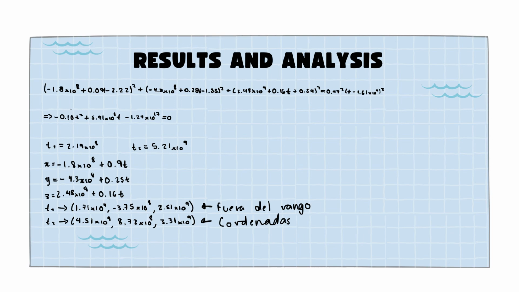Now, substituting our answers back into the formula, ct is equal to the square root of x minus x1 squared plus y minus y1 squared plus z minus z1 squared, we obtain values for t1 and t2, and x, y, and z in terms of t. Those, we put them together, and after analyzing the data, t1 ends up being out of range, while t2 is right in the range. So those are the coordinates that we were trying to calculate with the GPS.